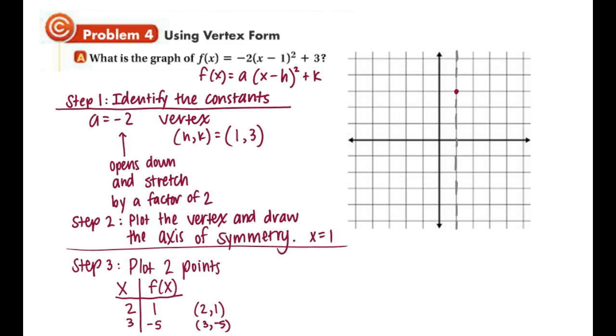I chose two values for x that were to the right of the vertex, so I chose 2 and 3, and when I substituted those values in for the equation that we were given, I got the coordinate points 2, 1 and 3, -5. So I'm going to plot those now.